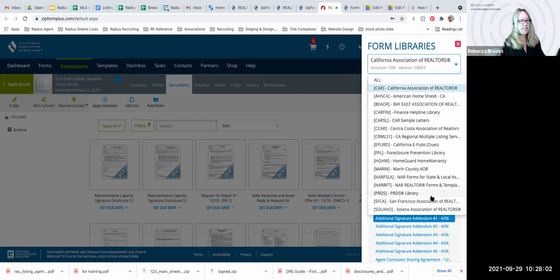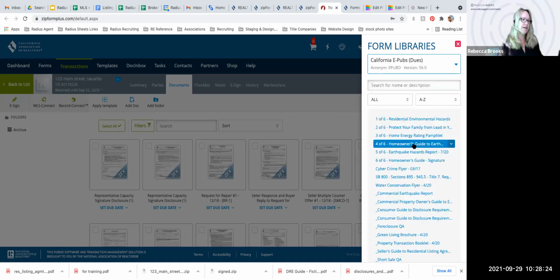These are all the libraries that I have access to because I belong to so many associations. And so if you guys ever need any documents from a different county, Contra Costa or Marin, or Solano or San Francisco or anything like that, email me and I'll send you the blank forms because I have access to all these forms.